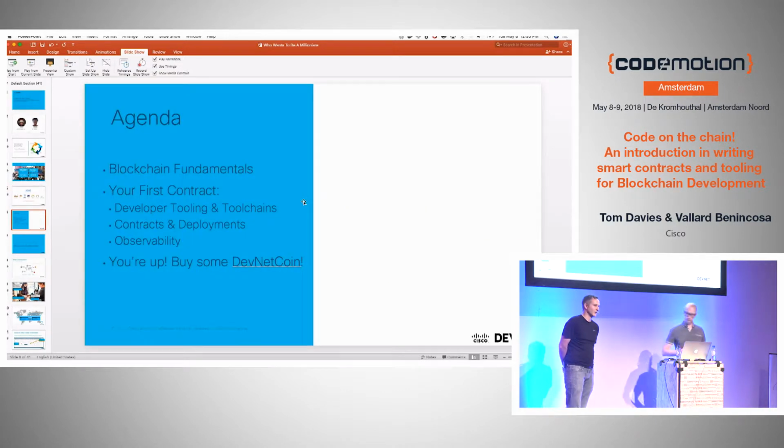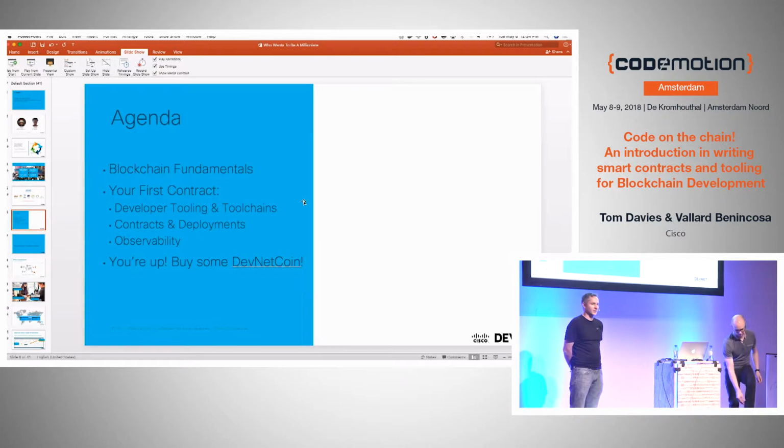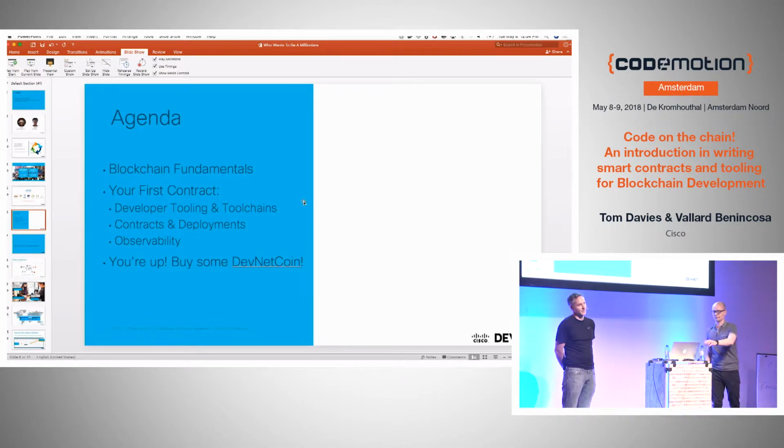So let's talk about what we're going to talk about today. It's really just 3 parts. In the first part, we're gonna go over some of the fundamentals of blockchain. We're actually gonna go over the technical parts of it. And then after that, we're gonna show you our development environment, the different tools that we use. And then the last part, we're hoping that we'll get some audience participation.